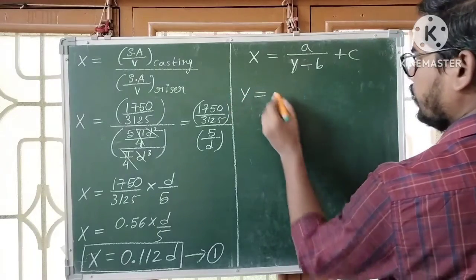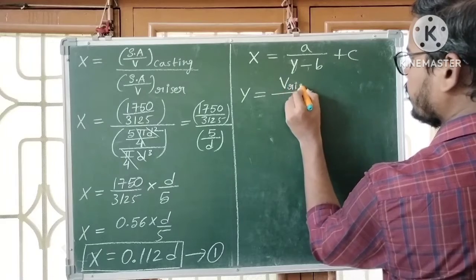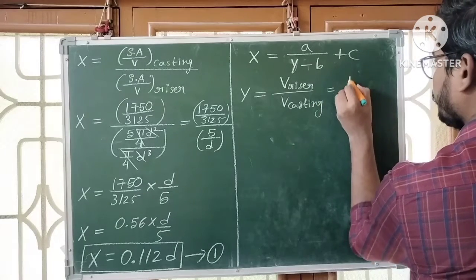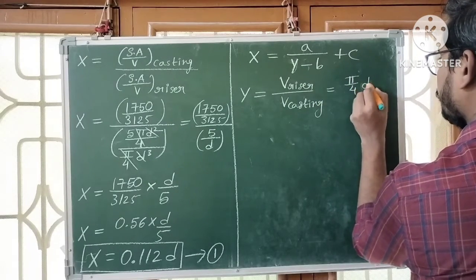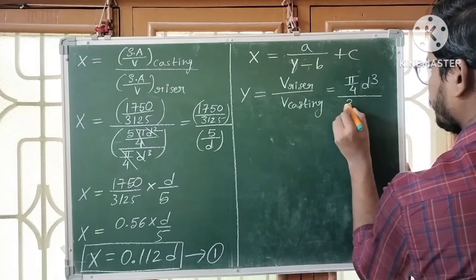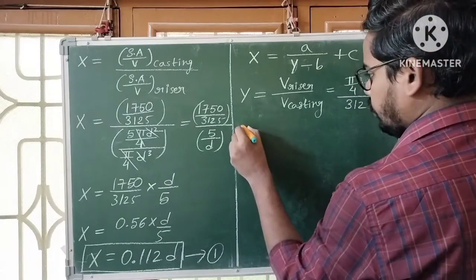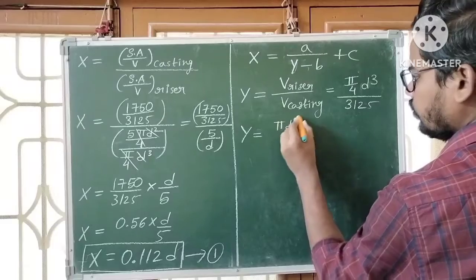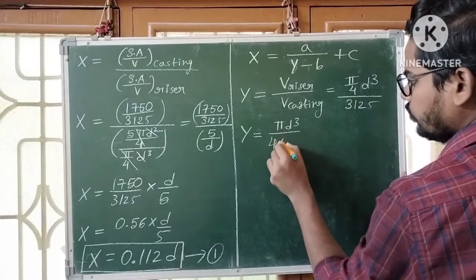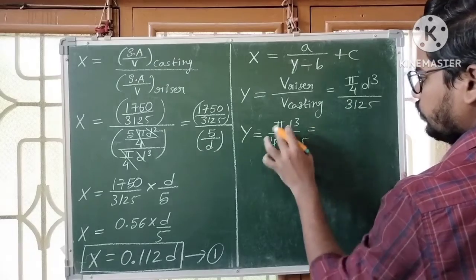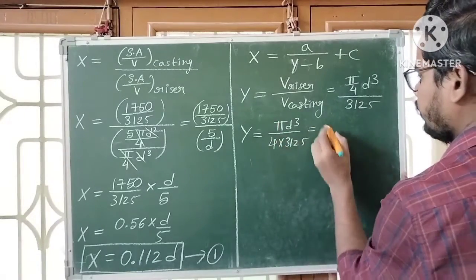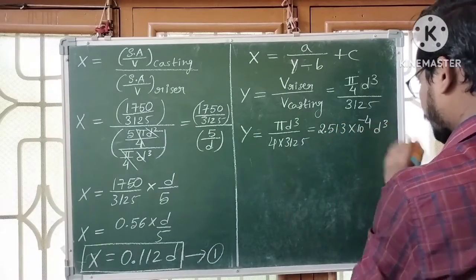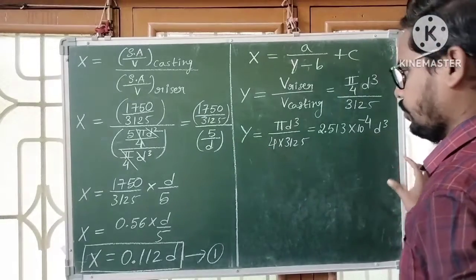So y is equal to what? Y is equal to volume of riser by volume of casting. Volume of riser is pi by 4 into d cube, by volume of casting 3125. So y is equal to pi d cube by 4 into 3125. If you calculate pi by 4 into 3125, you will get approximately 2.513 into 10 to the power of minus 4 d cube. So this is the volume ratio.